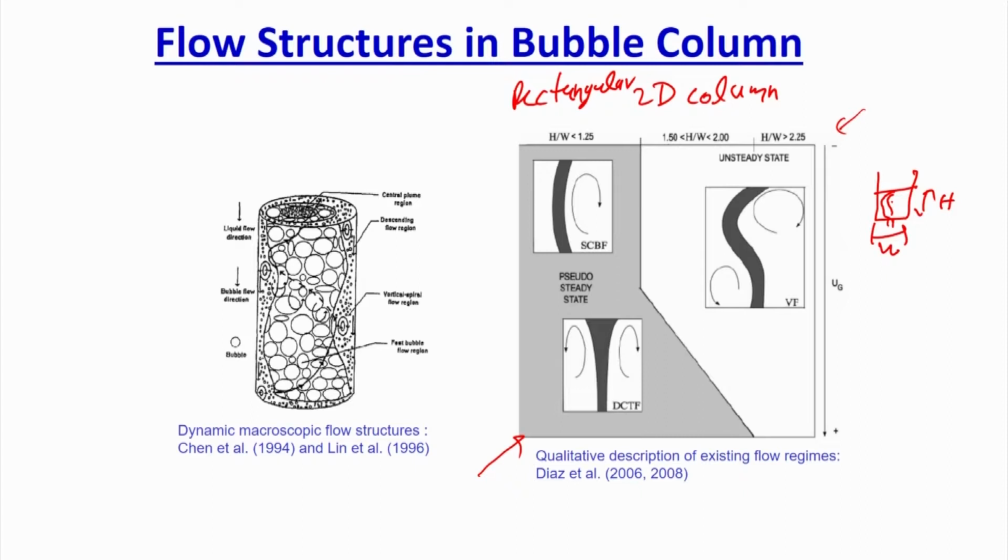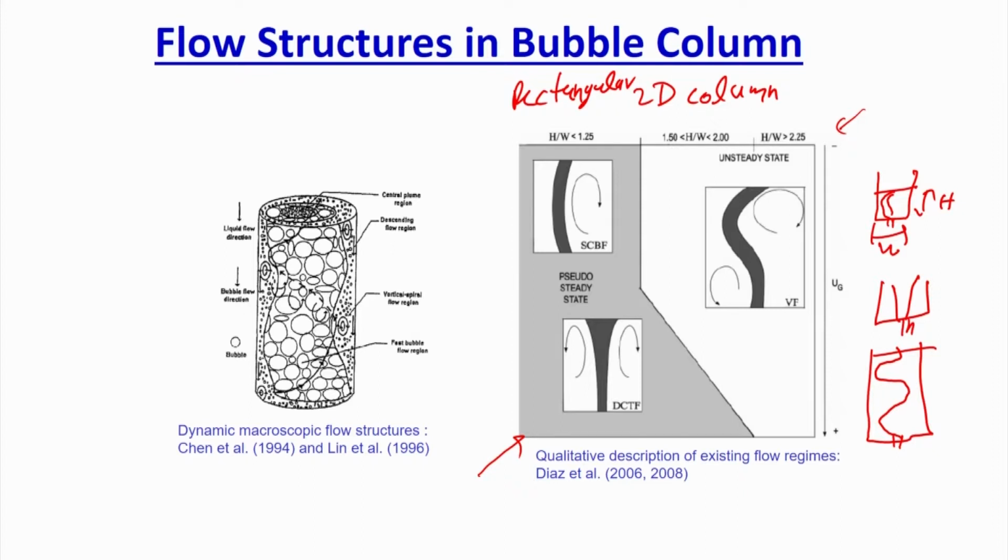If you have a higher velocity for an H by W ratio less than 1, then whatever gas you inject will form a jet and move outside. If you have an even higher height, you see unstructured behavior. If the height of the liquid is there and you inject the bubbles or the gas, it forms a certain plume. You will see this snake-like plume behavior.